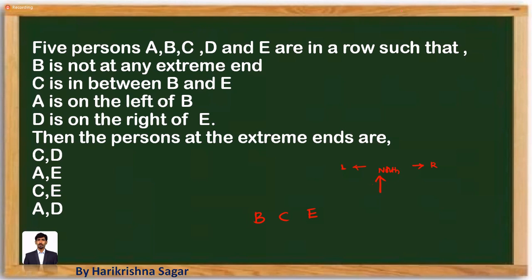Look at the second statement. What is the second statement? A is sitting on the left of B. So we don't know in which direction they are facing. Let's assume that they are facing north. That's the default case every time. Do remember. So this is the right and this is the left for that person.